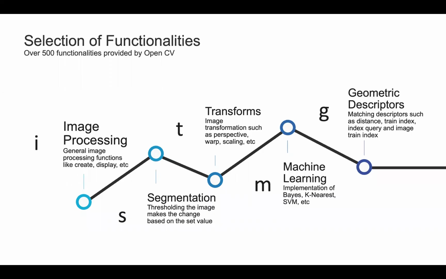And then we have something called transforms. It's basically like you can do image transformation. This will be useful when the image is already skewed or not clearly visible. So you can do some perspective changes or warp the image or scale the image. Scale up, you can scale down. All those functions are available in transform.